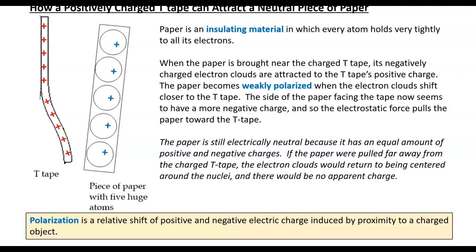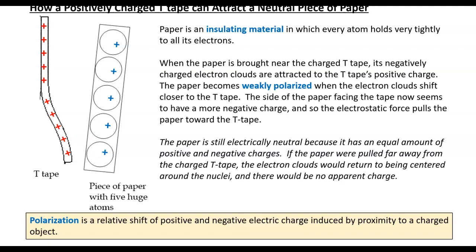The electron cloud can shift a bit from one side to another, but the negatively charged electrons must remain with the atom. And if the object is a solid, such as the strip of paper, the atoms are rigidly bonded to each other, so the atoms cannot move around the piece of paper. So first, we're going to explain how the positively charged T-tape can attract this neutral piece of paper.